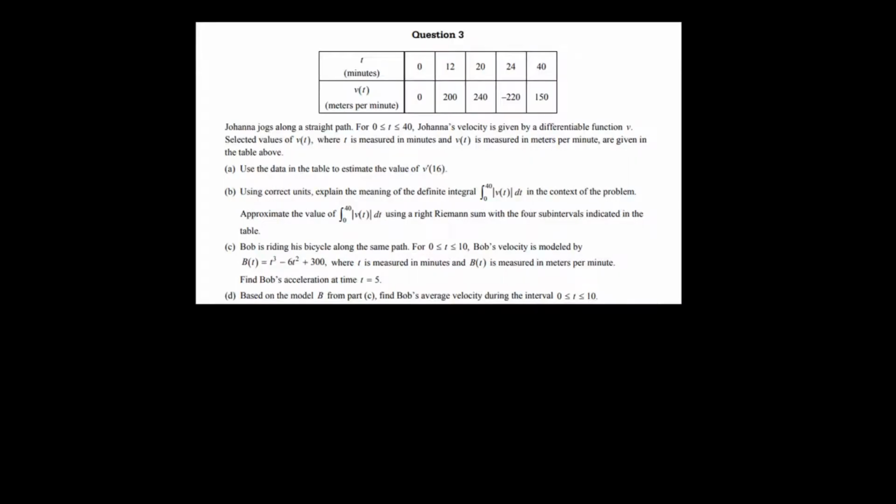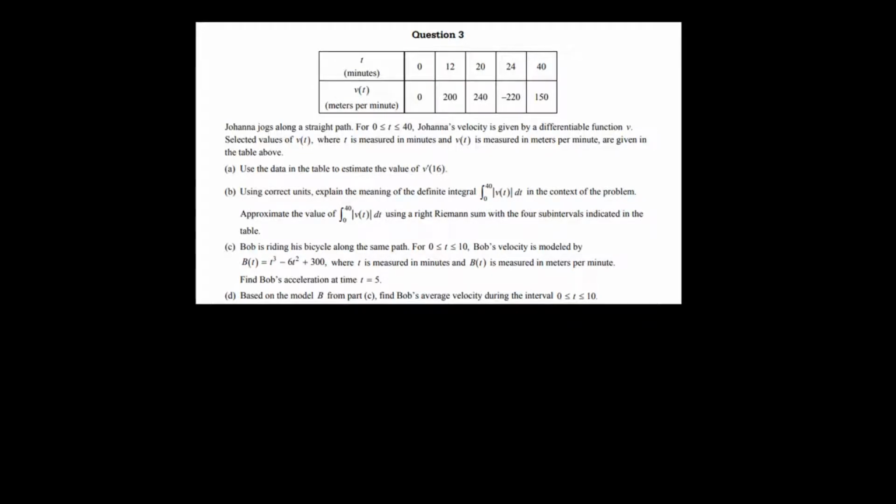Johanna jogs along a straight path. For the interval 0 to 40 inclusive, Johanna's velocity is given by a differentiable function v. Select values of v of t, where t is measured in minutes and v of t is measured in meters per second, are given in the table above. Part A asks, use the data in the table to estimate the value of v prime of 16.